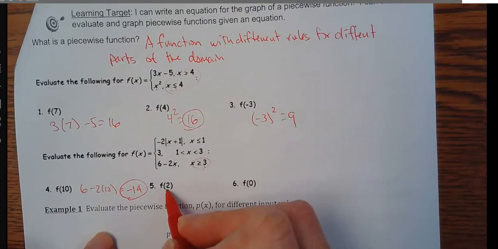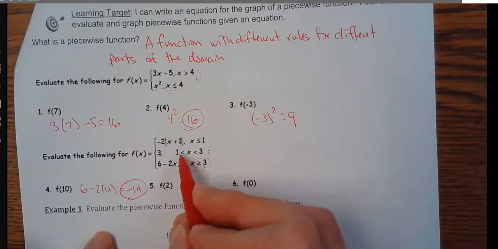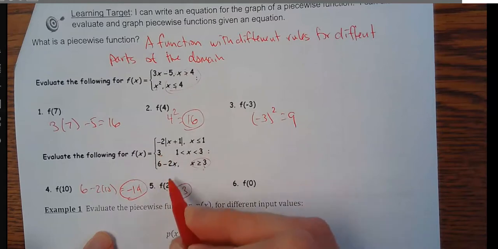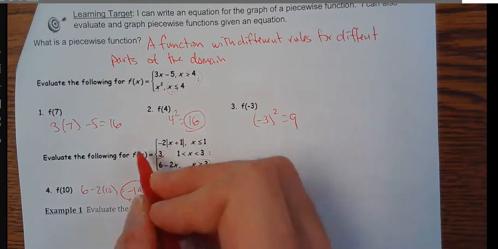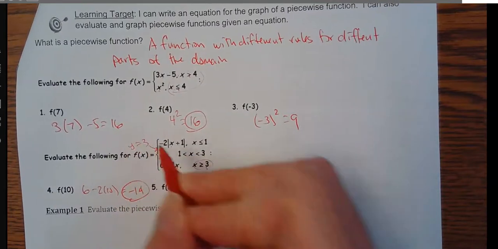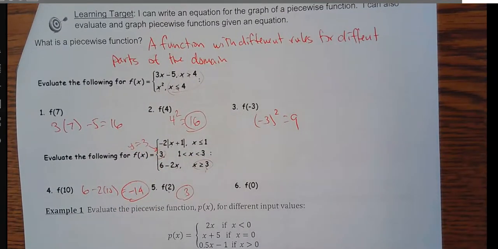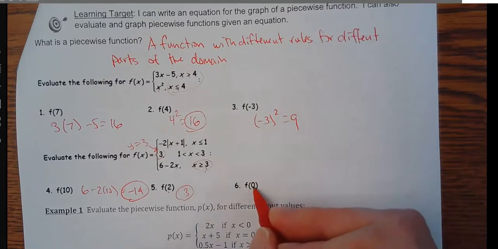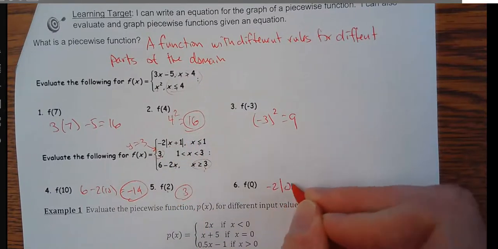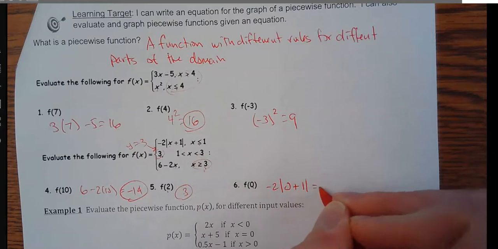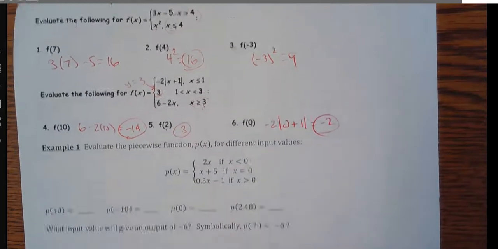Where does 2 fall? Well, 2 falls between 1 and 3, so the answer is 3. There's nothing to plug in. There's no x, so that is the answer. It's just 3. That's like having y equals 3 right there. So it doesn't matter what x is, y is 3. And then f of 0, figure out where 0 falls. Well, 0 is less than 1, so plug it in here. So negative 2, absolute value of 0 plus 1, and that gives you negative 2.